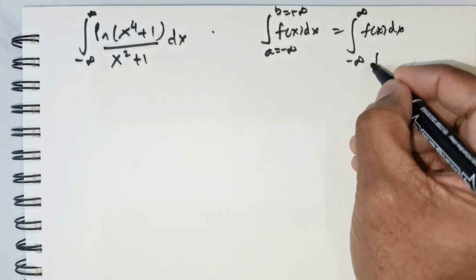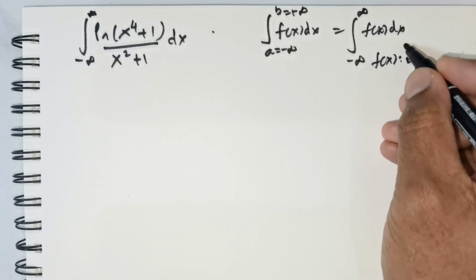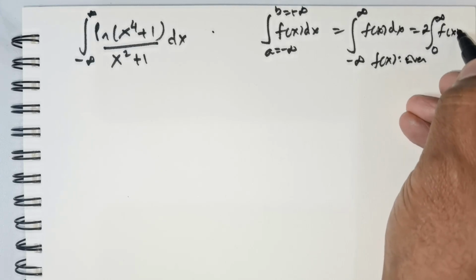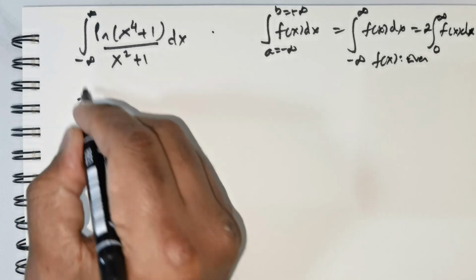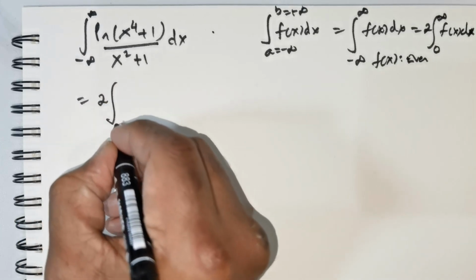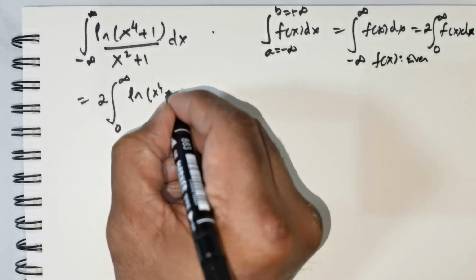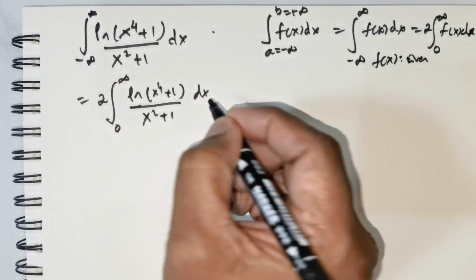Now if f of x is even, then I can rewrite this as 2 times integral 0 to infinity f of x times dx. So using this property I would be rewriting this as 2 times integral 0 to infinity ln of (x to the power of 4 positive 1) over (x squared positive 1) times dx.